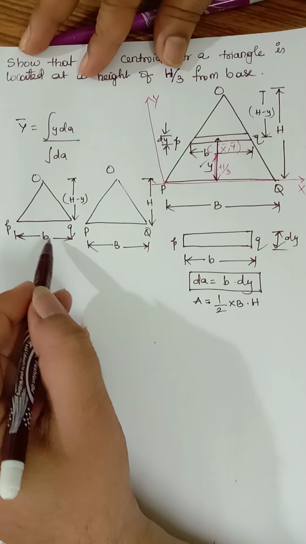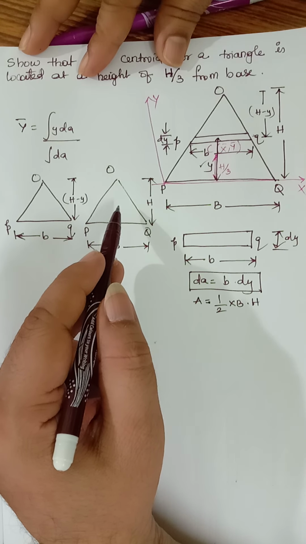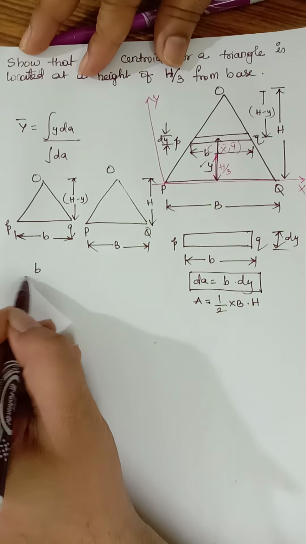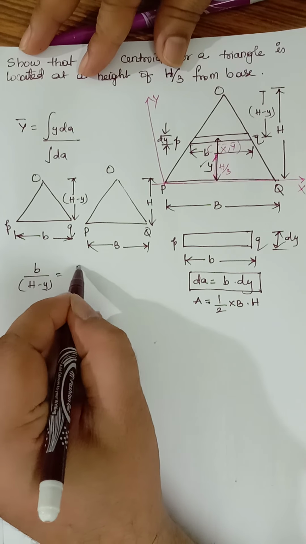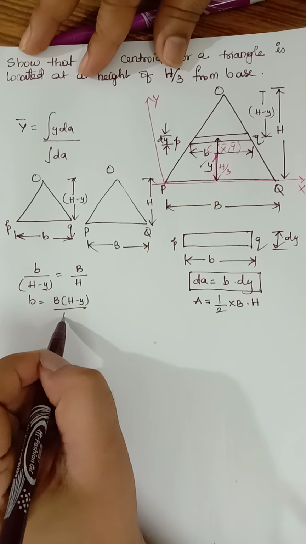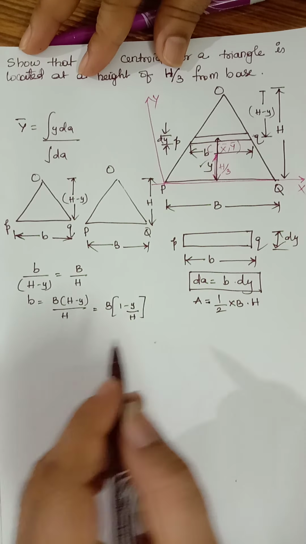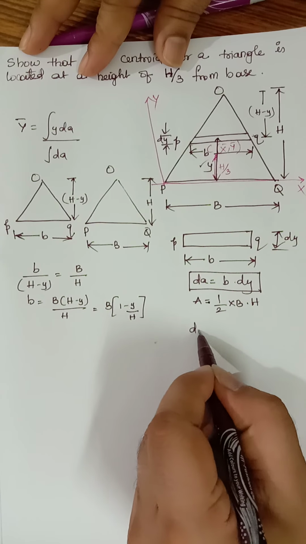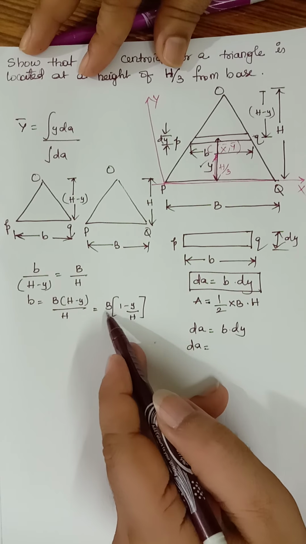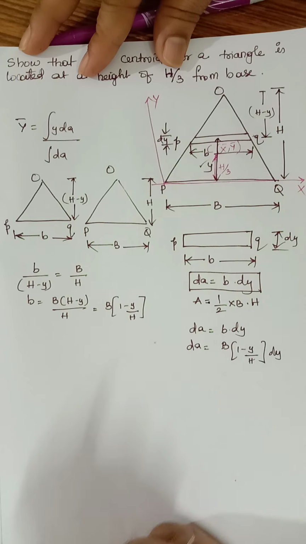Now writing small b in terms of capital B and H. From the law of similar triangles, these two triangles are similar, so the ratio of base to height of the two triangles will be proportional. I can write small b equal to capital B into h minus y divided by h, which is B into 1 minus y by h. Now using the formula dA equal to b into dy, dA will be equal to B into 1 minus y by h multiplied by dy.